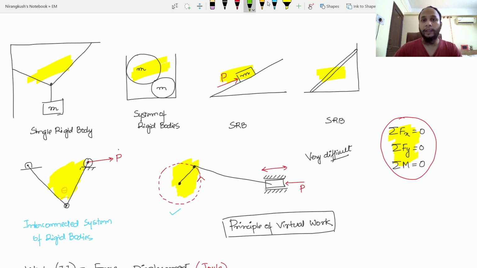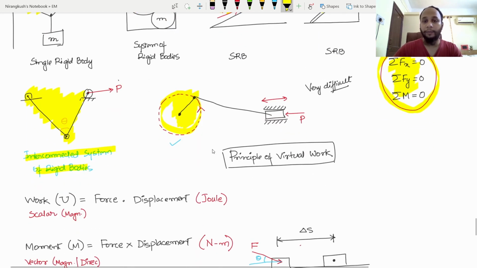Where virtual work is particularly applicable is this kind of problems, where there is interconnected system of rigid bodies, this kind of problems. Virtual work wonders, and this equilibrium equation, they make it extremely cumbersome. You will get the same answer, but you will have difficulty solving, or it becomes very hard. So that is the primary value of principle of virtual work. It works best for interconnected system of rigid bodies.